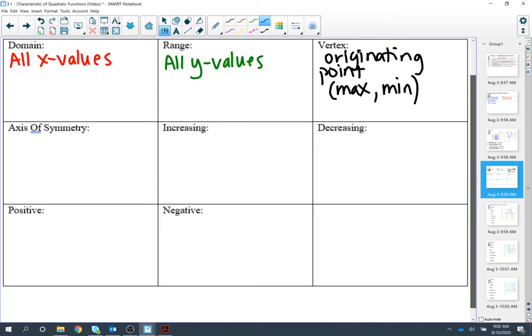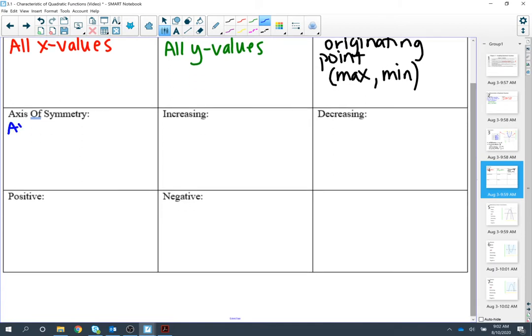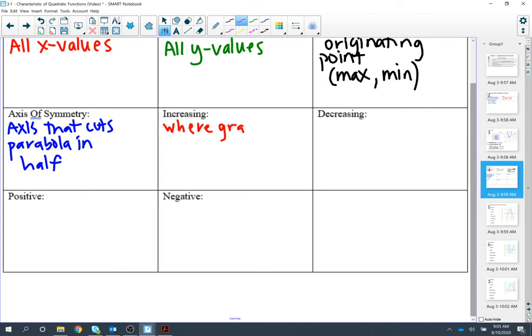So the next one is our axis of symmetry, and it's the axis that cuts the parabola in half. And again, there's definitely a better definition for that. This is just kind of what I'm going with. Increasing, where the graph goes up. Okay, increasing, we're kind of going up. Decreasing, where the graph goes down.